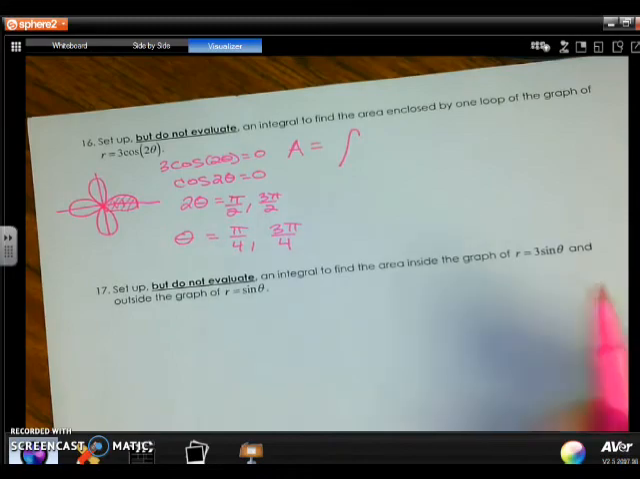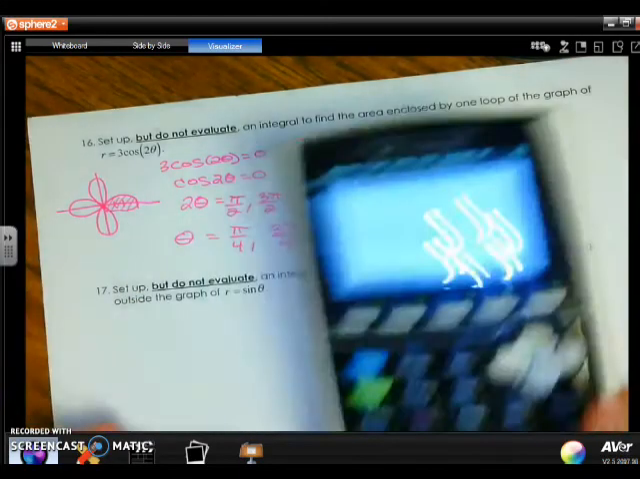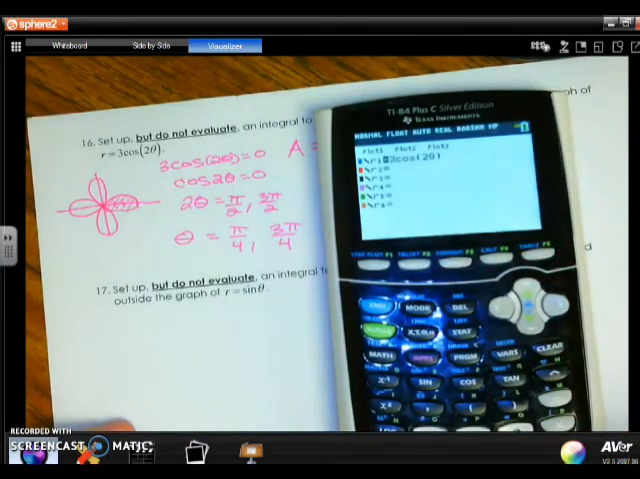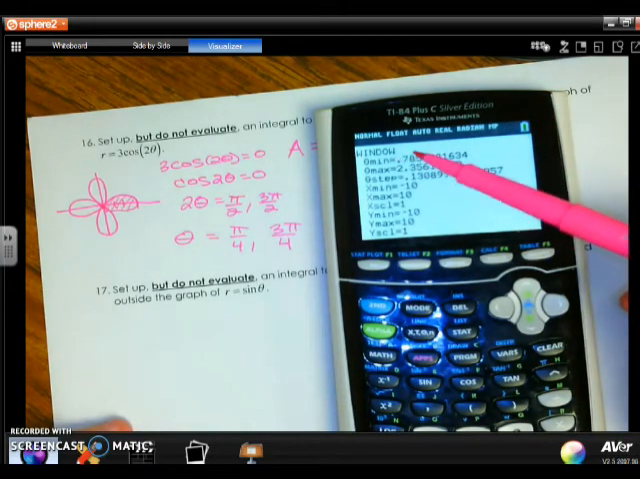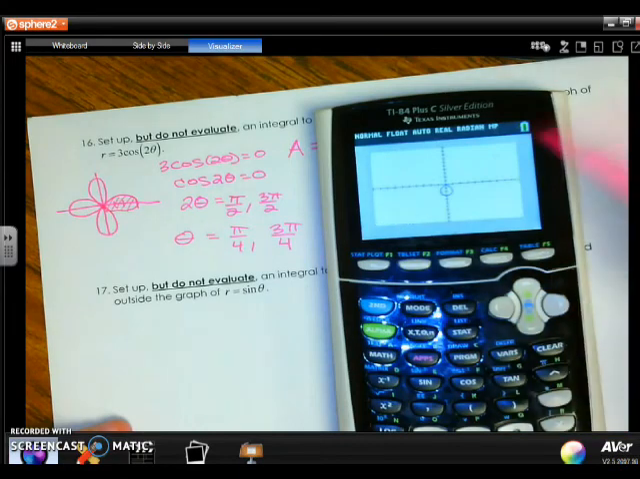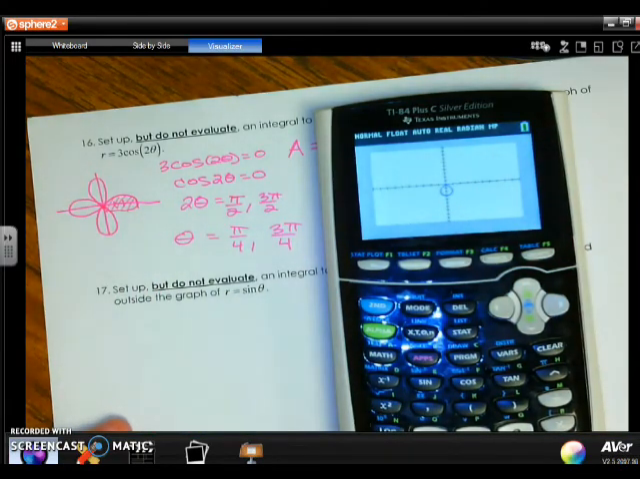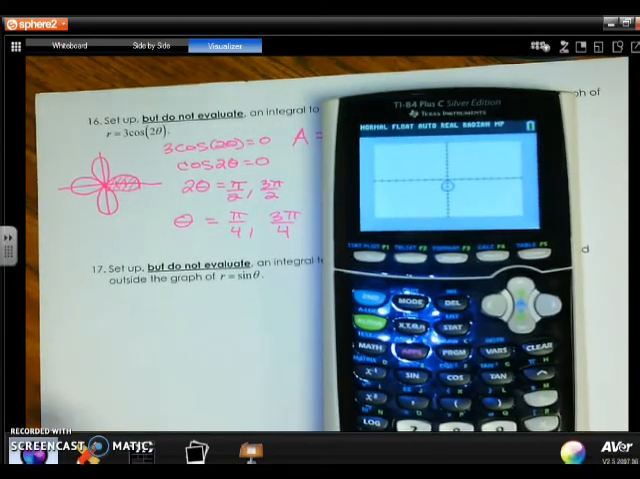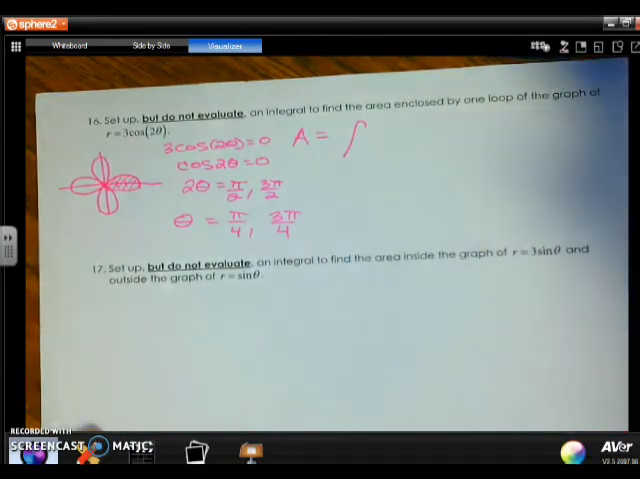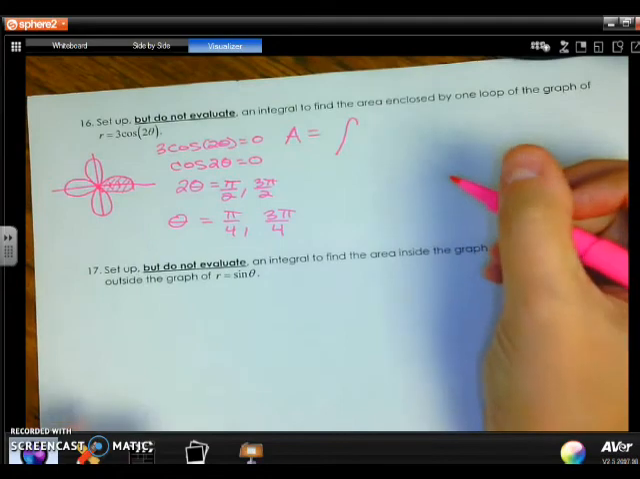So I did these two, and you can tell if you graph it on your calculator. I graphed it, and when I adjusted my window to be pi over 4 to 3 pi over 4, you'll see that it's one petal. It's actually this petal down here, but remember, we said all the petals are symmetrical and congruent, so if I find the area of one petal, it doesn't matter which petal.